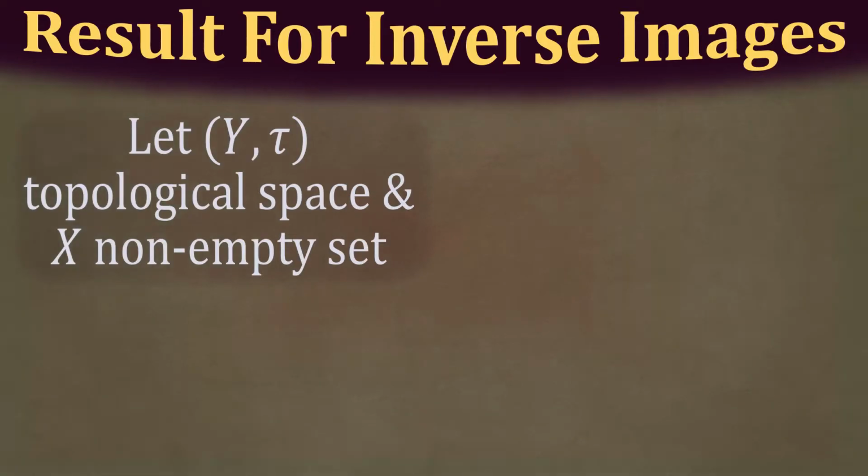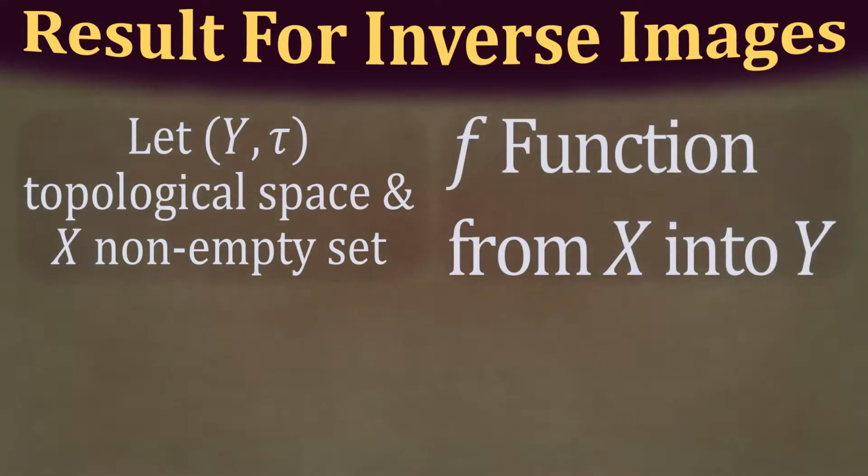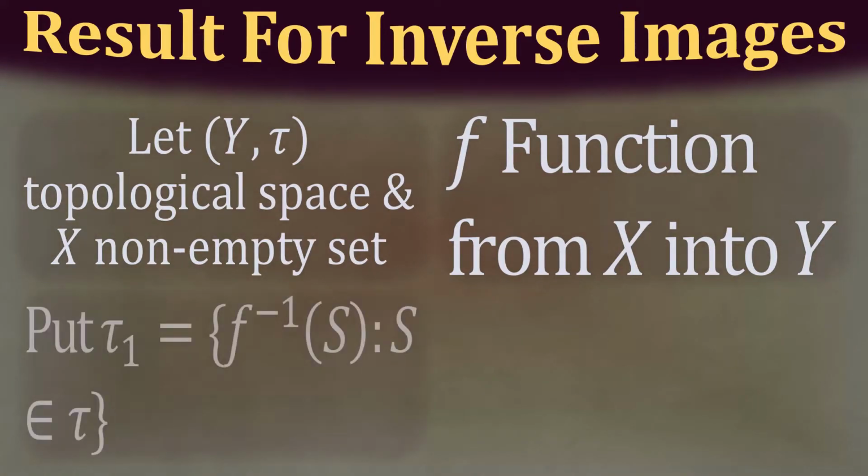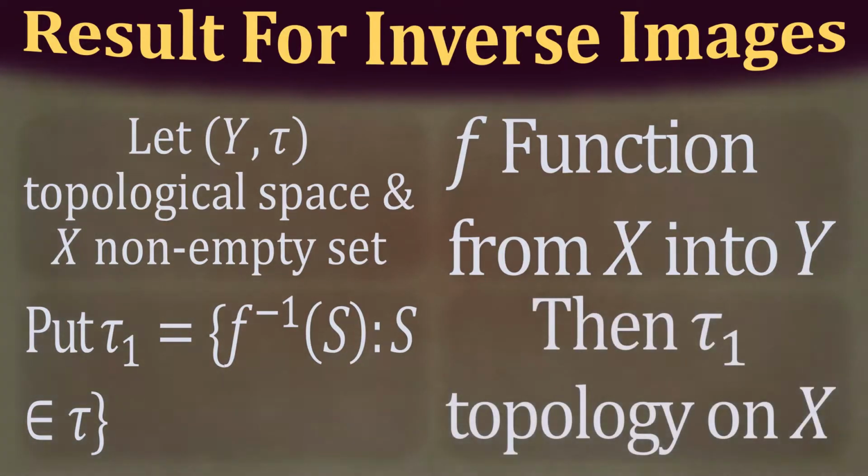Now, let's give results for inverse images. Let (Y, T) be a topological space and X a non-empty set. Further, let f be a function from X into Y. Put T1 equal to the set of all pre-images f^{-1}(S) for S in T. Then T1 is a topology on X.